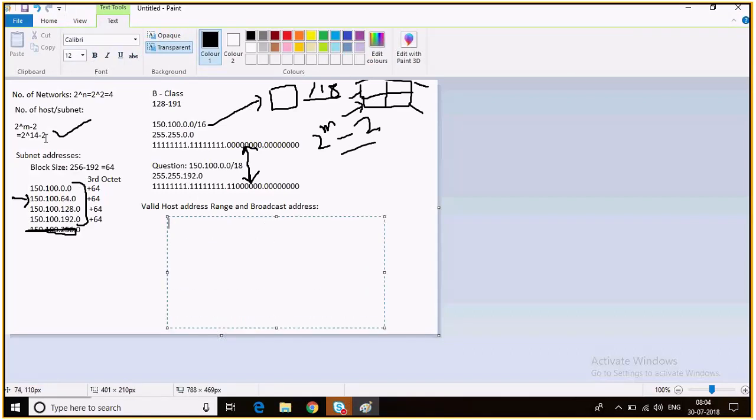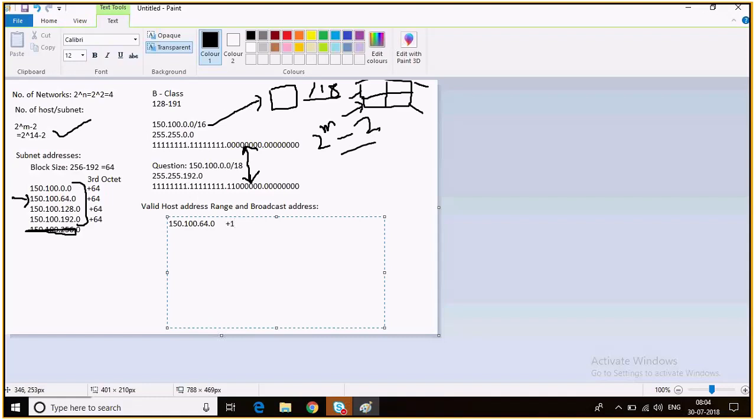So how many hosts do I have in each subnet? We have 2 raised to 14 minus 2, which is a huge number, somewhere around 16,000, right? So let's write those things. Obviously I will not be writing 16,000 host addresses, so I'll just write the first few and then tell you what the real end is. So how do I find the first valid host?